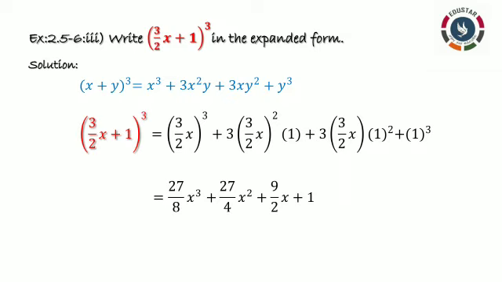And the next term is 3 into 3 by 2 into x into 1 square. That is equal to 9 by 2 into x. And the last term is 1. So our next step will be 27 by 8 x cube plus 27 by 4 x square plus 9 by 2 into x plus 1. So we have expanded the given algebraic expression using a suitable identity. Now let's move to the next sum.